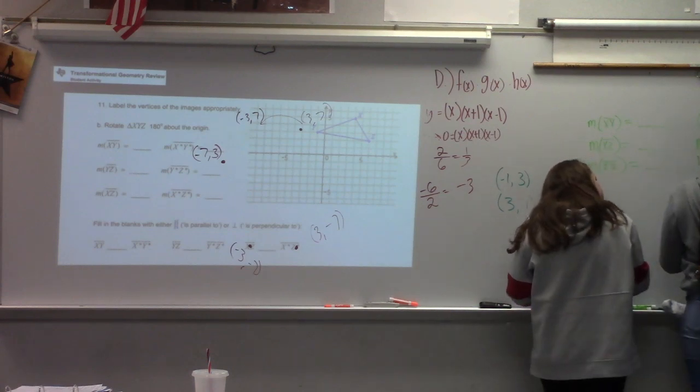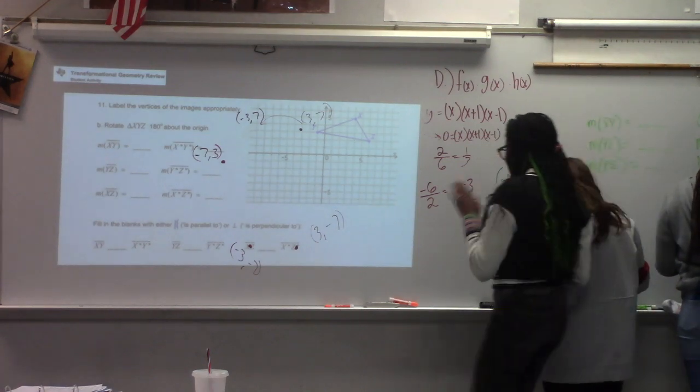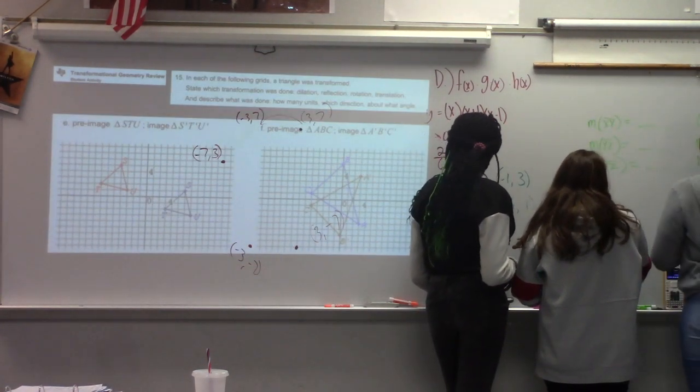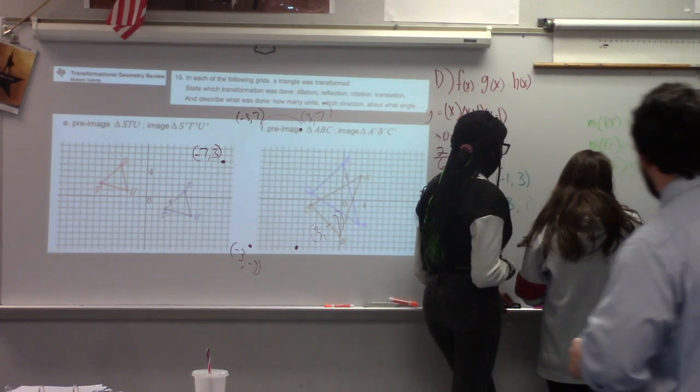Gotta make sure it's extra sharp. Let's say 60 more seconds to get our slopes and our statements about congruence up there.